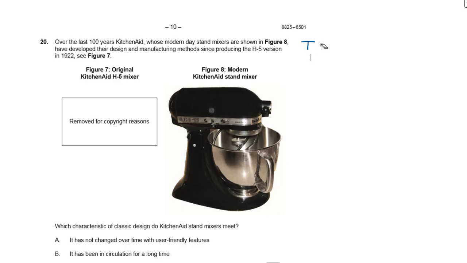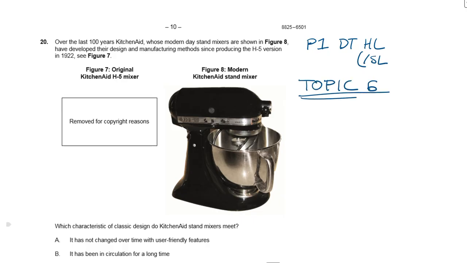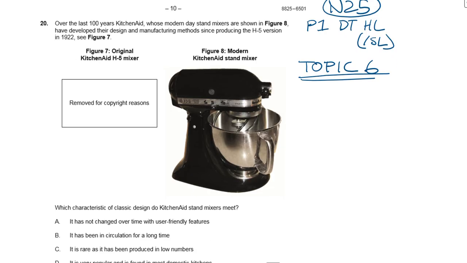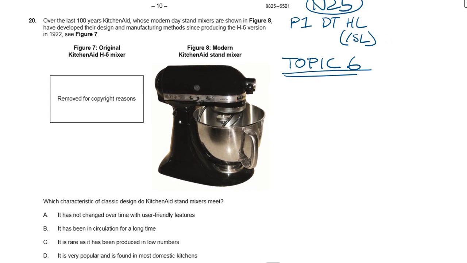This is, sorry, not TZ. This is paper 1, DTHL, but this is SL2. This is topic 6. Sorry, not 5, 6. And this is November 25. So, let's go ahead with question 20. I'm just going to walk through all the possibilities, right? And give a deep explanation. And so hopefully we get a good revision of everything in the syllabus.